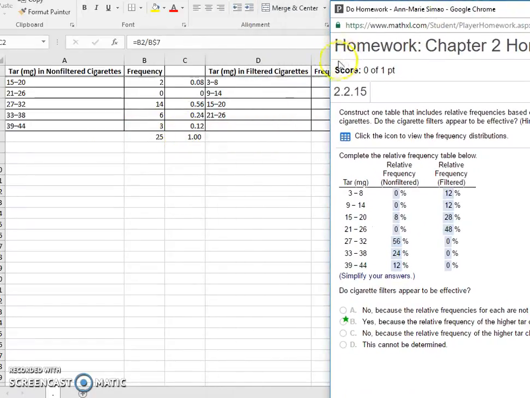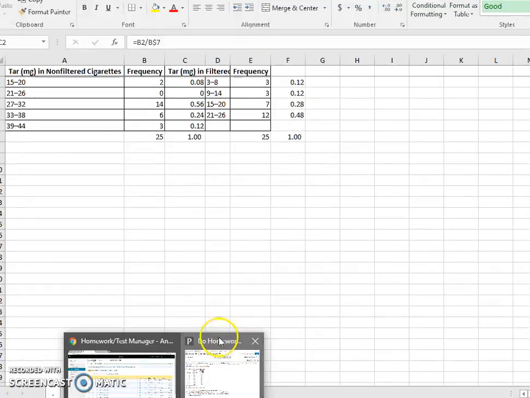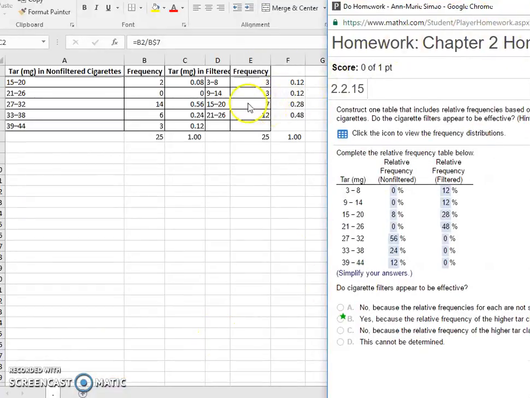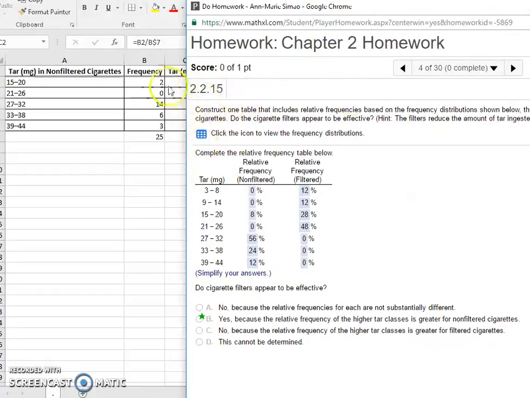I then needed to do the same thing with my filtered cigarettes. And so when I go back to my filtered, what we're going to see is the class from 3 to 8, I have 0.12, which is 12%. Class from 9 to 14, 0.12 is 12%. 15 to 20 is 0.28, which is 28%. 21 to 26 is 0.48, which is 48%. You notice I have nothing in 27 to 32, 33 to 38, or 39 to 44, so those are all 0. So as we go through, you can use Excel to calculate this, or you could have added up within your table and then just did the division by a calculator.